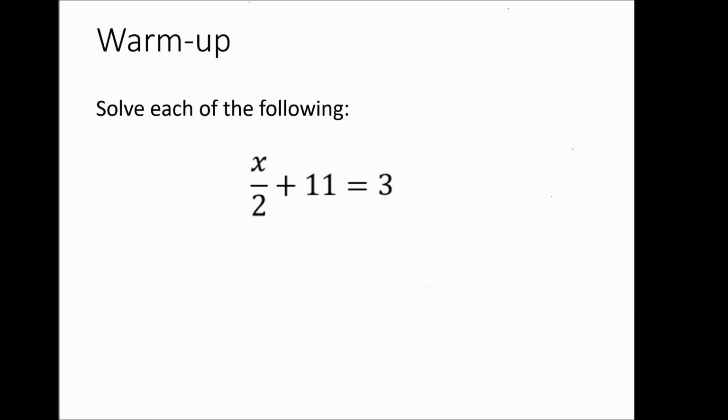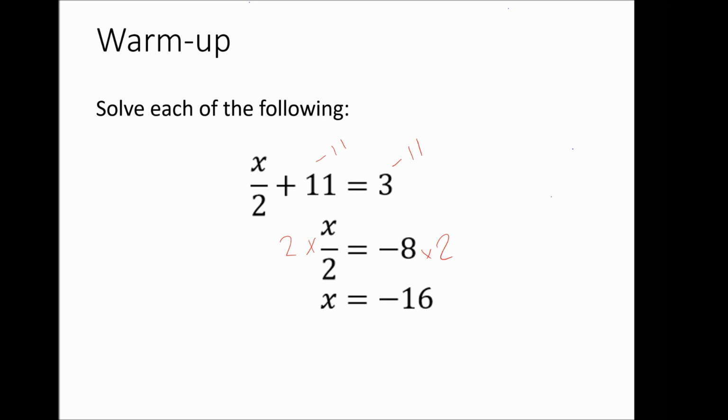So, for the first one, when I start with x on 2 plus 11, well, I've either got to clear the dividing by 2 or the plus 11. And because we're going in the reverse order they were done, we're going to start by subtracting 11 from both sides. Subtracting 11 from 3 gives me negative 8. And then to get rid of the dividing by 2, the opposite is multiplying by 2. So multiplying both sides by 2, I get that x is equal to negative 16.